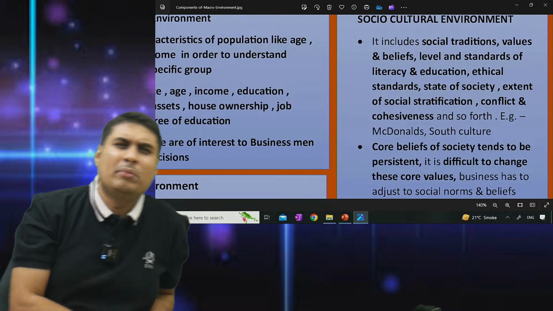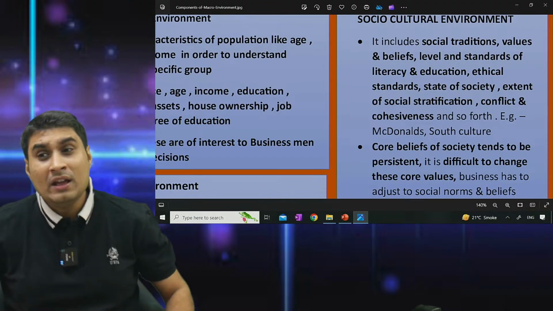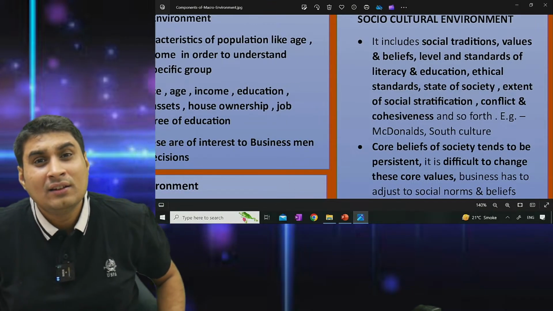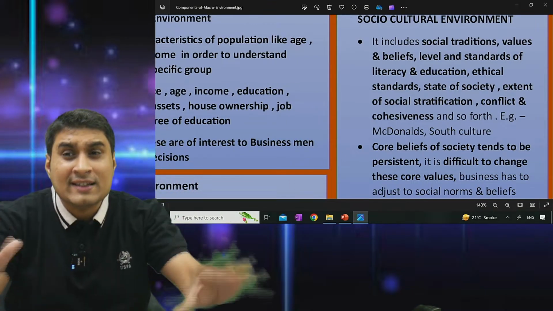Let's come to example number 2. Sari shop. Will a sari shop work in the US? There, people don't wear saris.